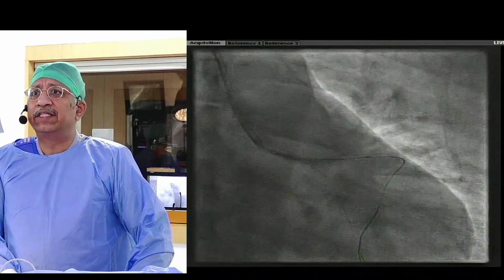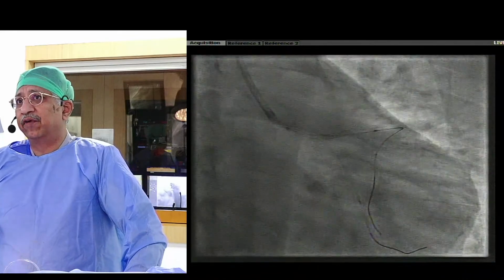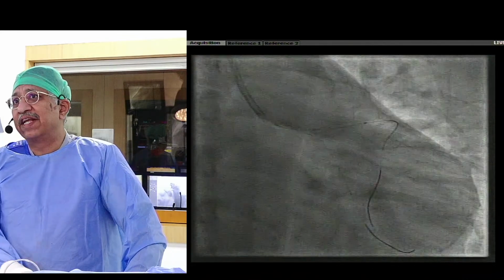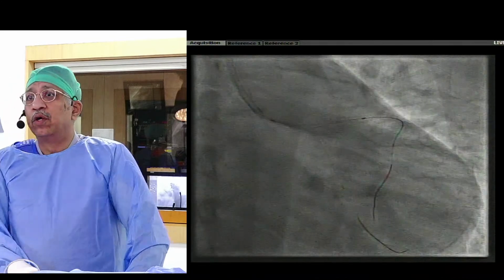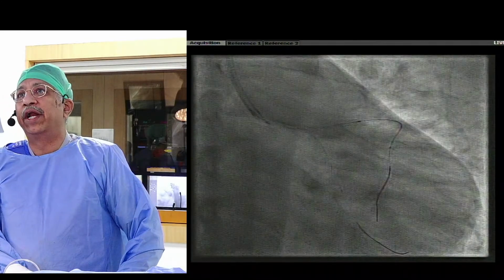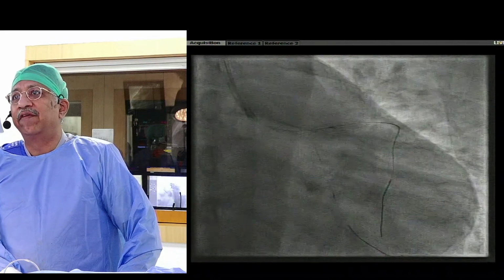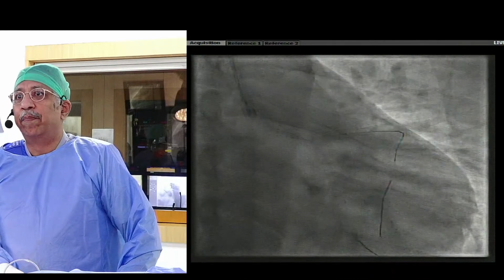Now at this point, it's important for me to understand, and for you to understand, that the circumflex wire is jailed. So if this guide goes and hits it, you're going to get longitudinal compression. So what I normally do is we control the guide when we take this balloon out, and the first thing we do is a POT.